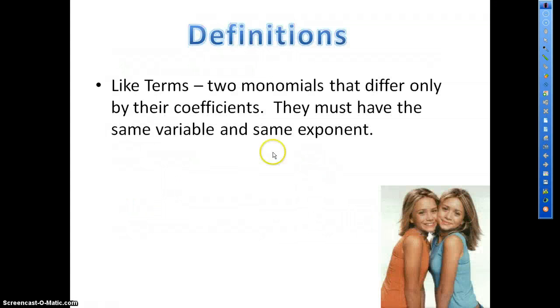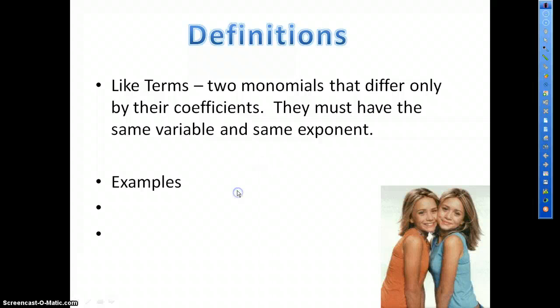All right, definitions. Continuing on, we have like terms. You might have heard this before. Like terms are two monomials that differ only by their coefficients. Remember, a coefficient is the number in front of the variable. That number can be different, but the variable and the exponent have to be the same in order for them to be like terms. And that's what the rest of the definition says here. It says they must have the same variable and the same exponent.